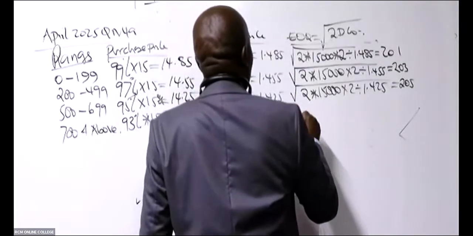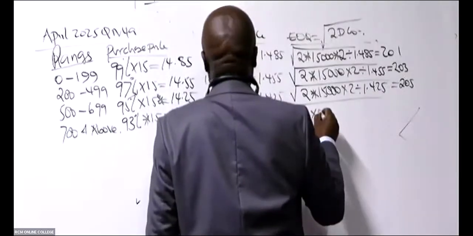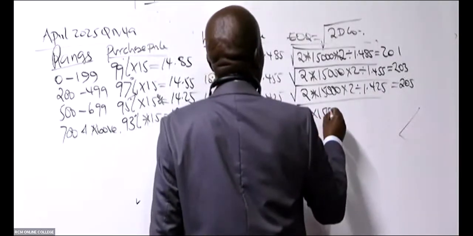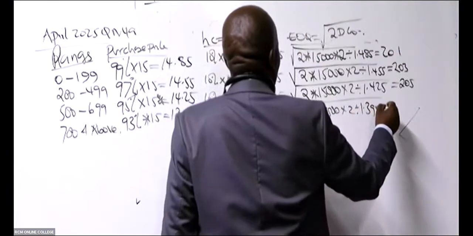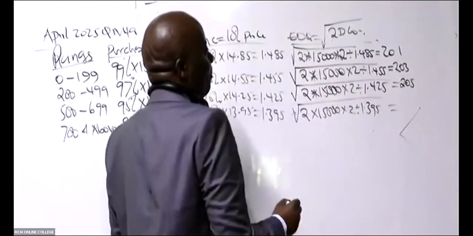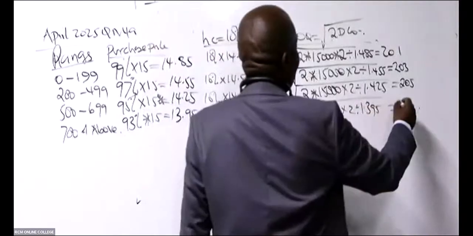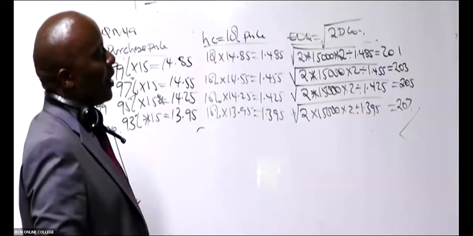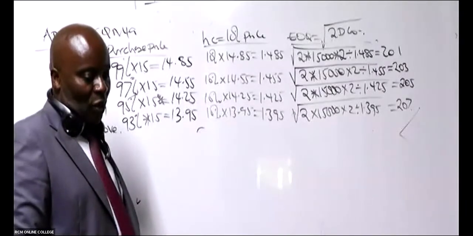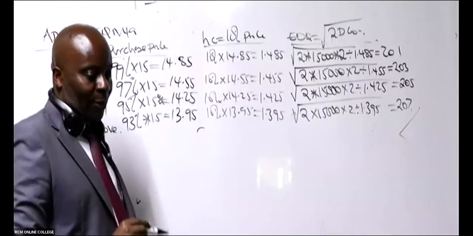The last one, square root of 2 times 15,000 times 2 divided by 1.395. So what figure are we able to get here? 207. Great. Then go ahead and give us the very last column for this table 1.